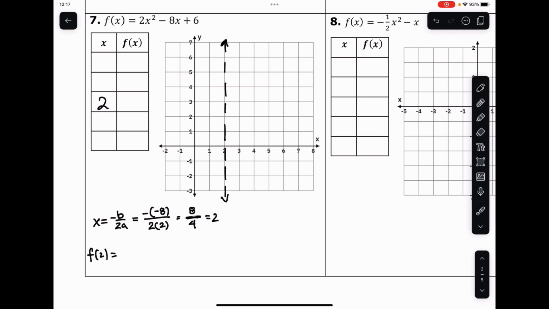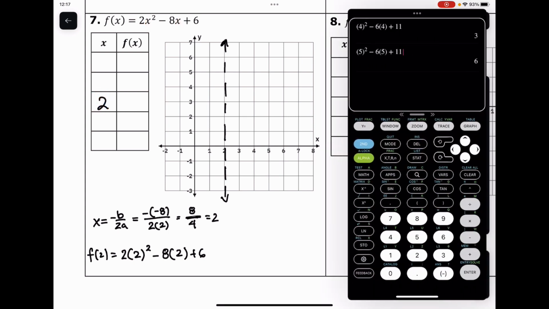So we're going to plug in 2 into our function. So that would be 2 times 2 squared minus 8 times 2 plus 6. Remember, I'm plugging into this function right here, so I'm replacing these x's with this number. And now let's have our calculator help us out here. Let me clear this. We have 2 times 2 squared minus 8 times 2 plus 6, and that equals negative 2.